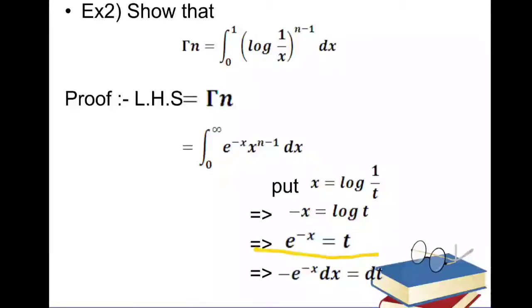So the corresponding limits we also have to change. Here we want the value of t. In this term, if we put the value of x, then we get the corresponding value of t. The lower limit of x is 0. If we put x equals 0 in this term, then we get t equals 1. And the upper limit of x is infinity. If we put x equals infinity in the same term, then e raised to the power minus infinity is 0. So corresponding to infinity, we get t equals 0.